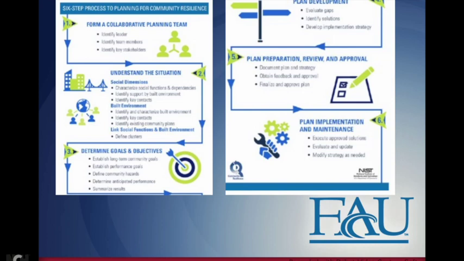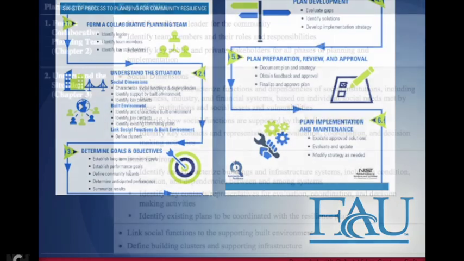Number 1 is to form a collaborative planning team. Number 2 is to understand the situation. 3 is to determine goals and objectives. 4 is plan development. 5 is plan preparation and review and approval. And 6 is plan implementation and maintenance.